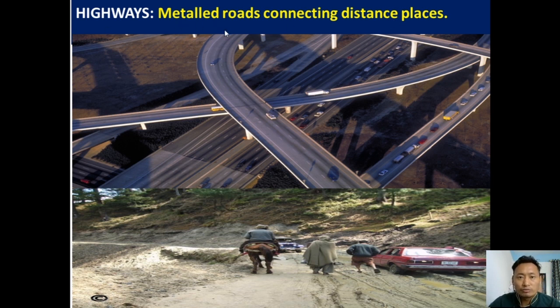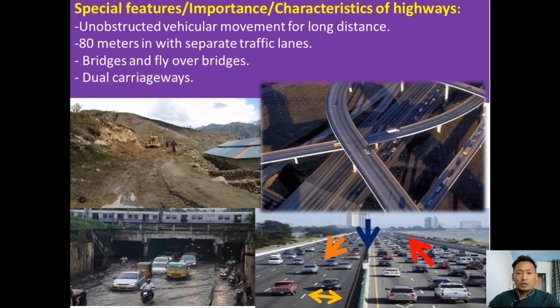In this chapter, first we are going to learn about the highway. We know that we have different types of road, right? Highways, village road, border road, and state highways. But here we are going to learn about highways only. As compared to other types of road, what are the special features or characteristics, or the importance, of highways in the world?